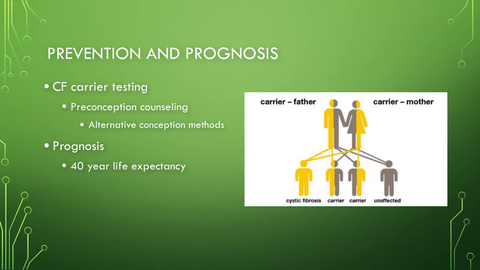This is important because when cystic fibrosis was first discovered, it was terminal in infancy. However, with advances in modern medicine, the average age of survival has now increased to approximately 40 years of age.